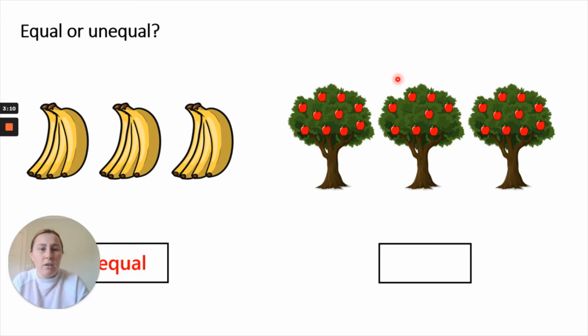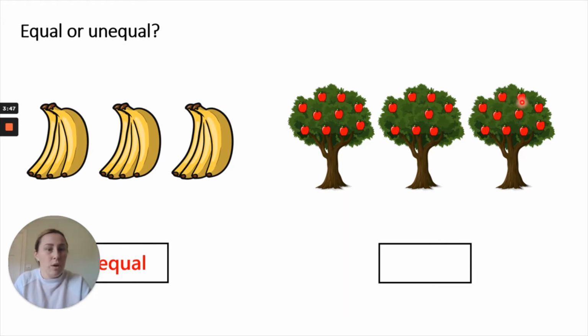What about the second group of apples on our second tree? How many apples are on there? Let's count them together. 1, 2, 3, 4, 5, 6, 7, 8. 8 apples. Is that an equal amount? Did we have 8 on our first group of apples on our first tree? Can you remember how many were on there? If you can't, count again. If you can, is it the same as the 8 we've got here? Is it equal? Let's count the third one.